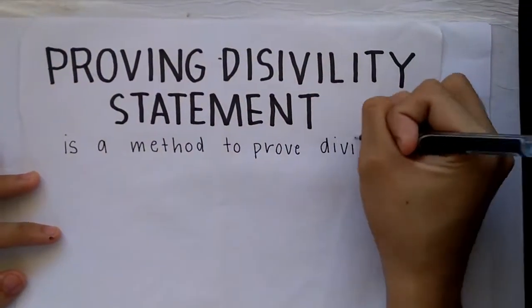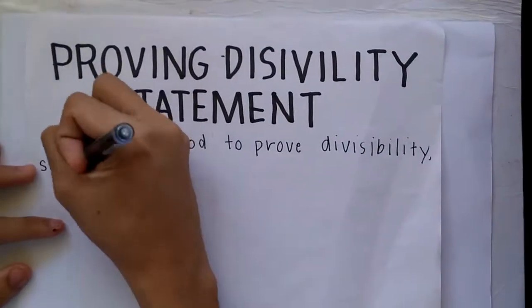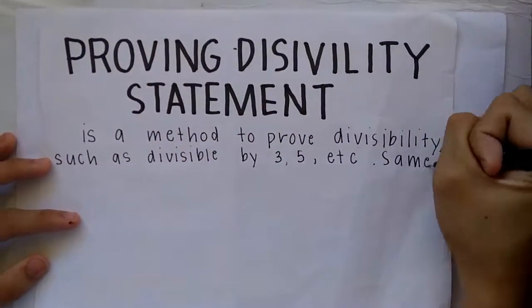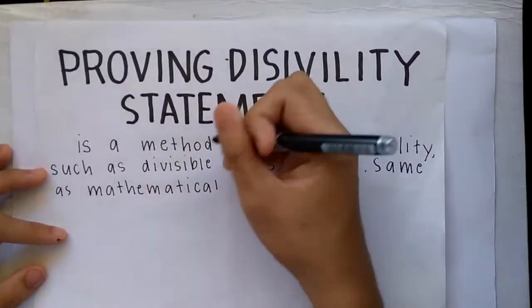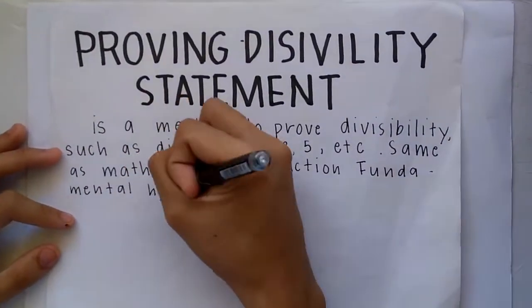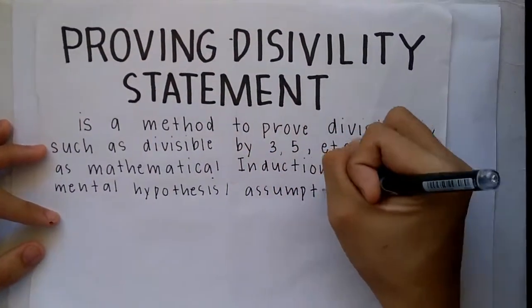Divisibility statement is a method to prove divisibility, such as divisible by 2, 3, 4, 5, and so on. Same as the mathematical induction fundamental hypothesis, an assumption is also made at step 2.